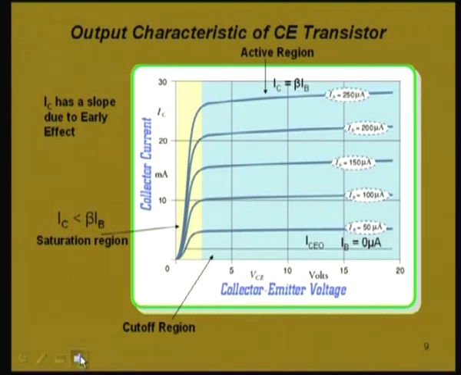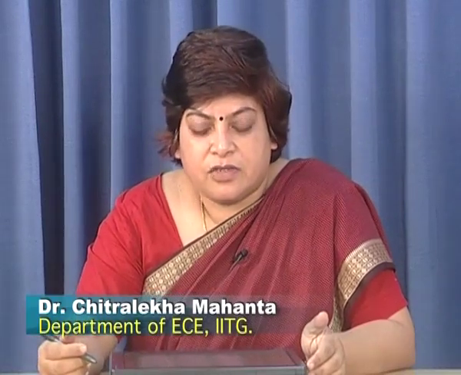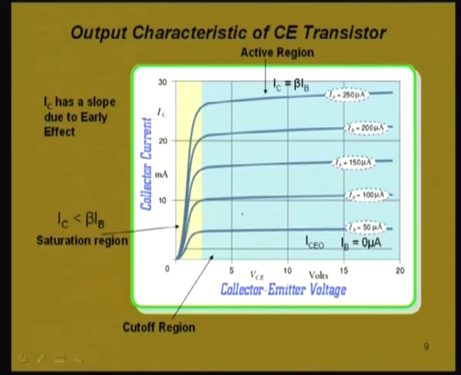Now, let us see the output characteristic of a common emitter transistor. The output characteristic is plotted between the output current and output voltage for different levels of input current. So, we plot VCE, the collector to emitter voltage which is reverse biasing, and IC, the collector current, for different levels of the base current, because the input current is now the base current. So, here are the plots.